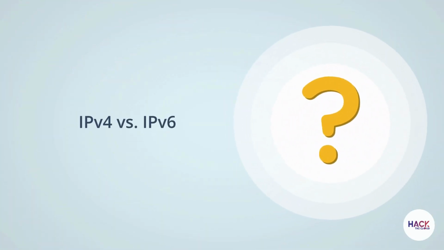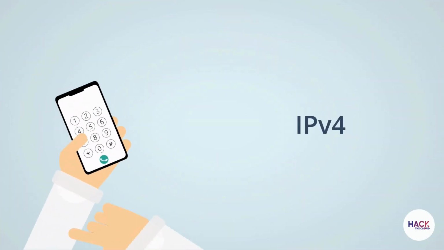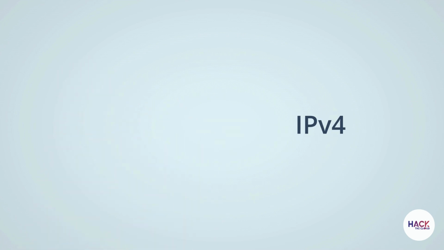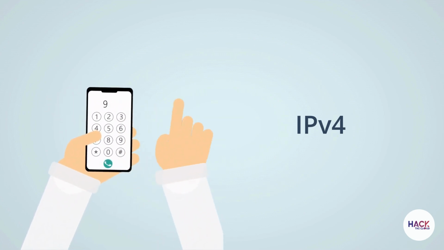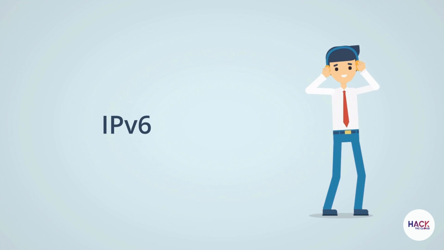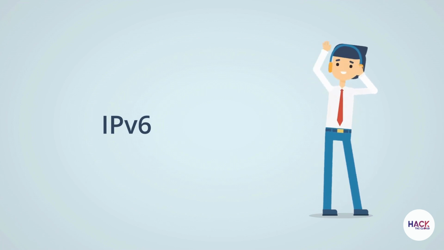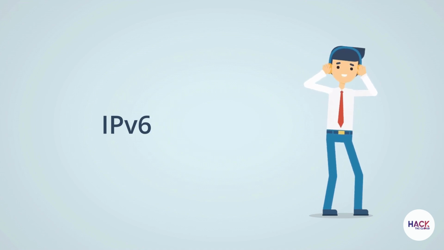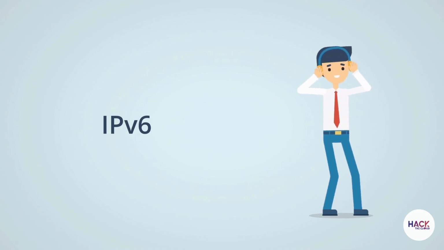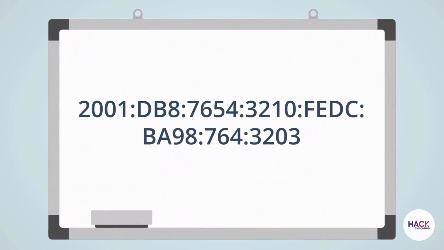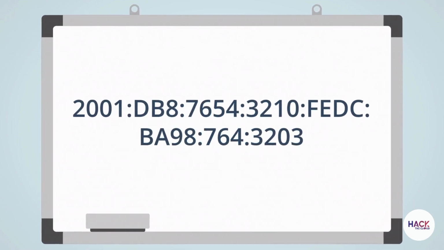IPv4 versus IPv6. Now, let's talk about IP versions. We've got IPv4, the classic 32-bit address, like the flip phone of IPs. You might recognize it as something like 192.168.10.20. It's written in dotted decimal format, easy peasy. But wait, there's more. Enter IPv6, the fancy new kid on the block with 128 bits and hexadecimal addresses. Think of it as the latest smartphone that can do everything but make coffee. An example? 2001:DB8:7643:3221:FED:BA98:7643:3. Good luck remembering that at a party.